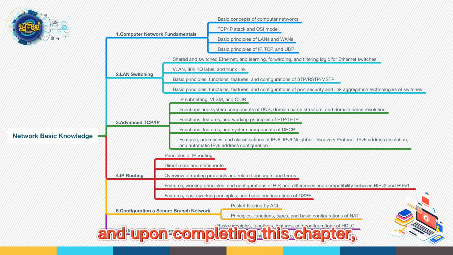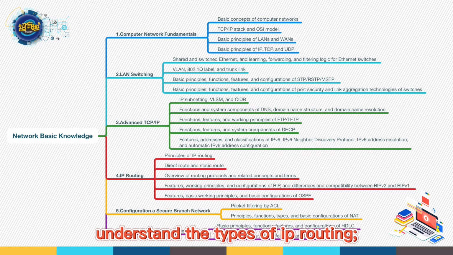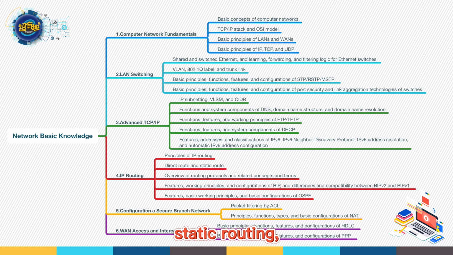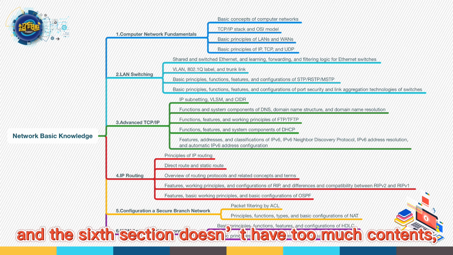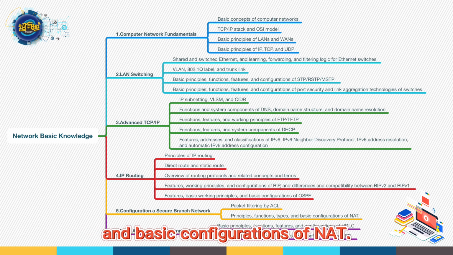And upon completing this chapter, we will understand the basic principles of IP routing, understand the types of routing, and understand the basic principles and configuration of inter-VLAN routing, static routing, RIP, and OSPF. And the sixth section doesn't have too much content, only including packet filtering by ACL, principles, function types, and basic configuration of NAT.